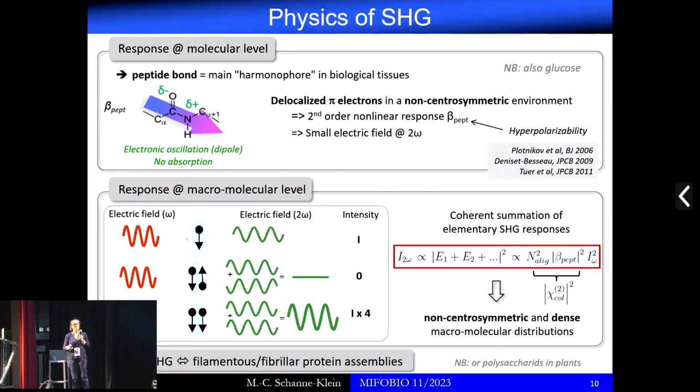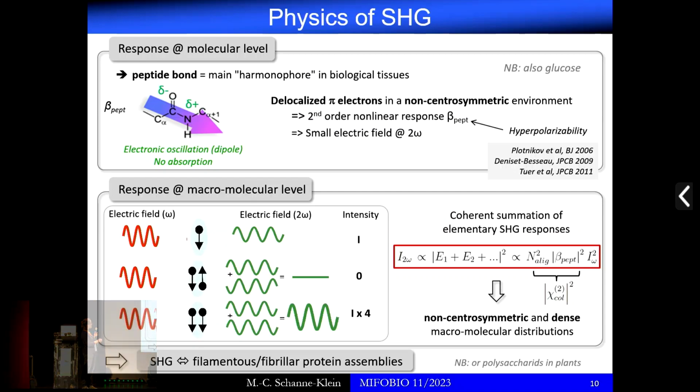Okay, so the question is, what are these dipoles in tissues? The main dipoles are the peptide bonds. Here you see the peptide bonds, that is the skeleton of the protein. You have some delocalized pi electrons between an electroacceptor and an electrodonor group, so that we can have a small dipole that generates a small electric field at the second harmonic frequency. And the way to measure this is to measure the hyperpolarizability in nonlinear optics.